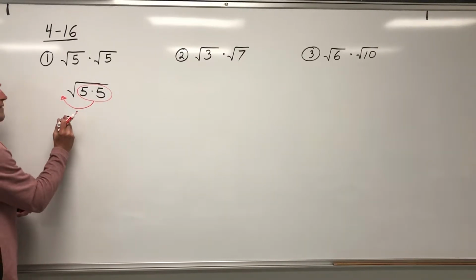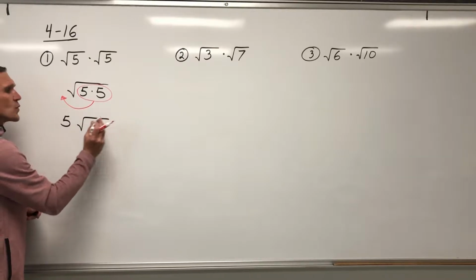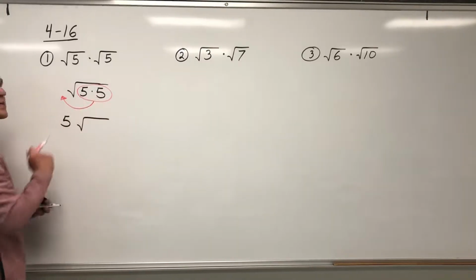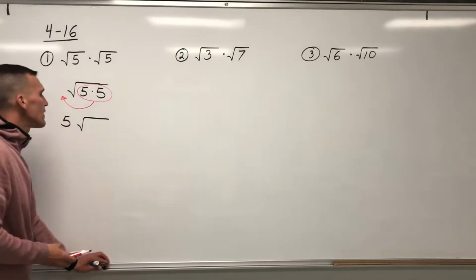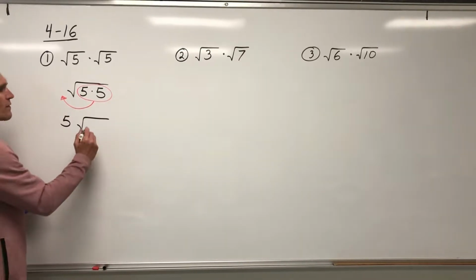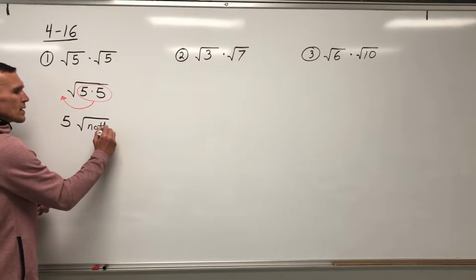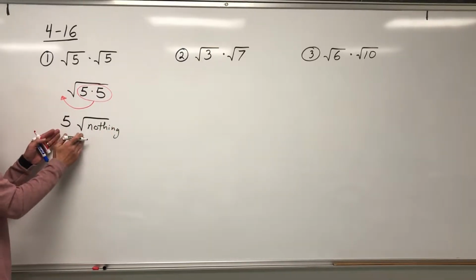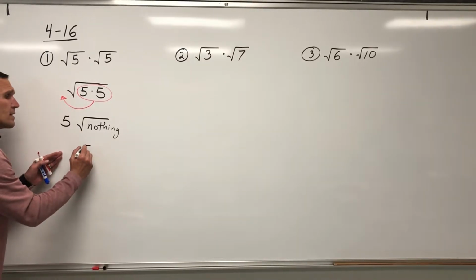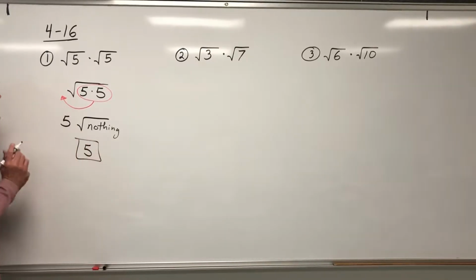So now I have a 5 on the outside, and when I put my square root symbol, what is going to be left over is nothing. So you guys, if you ever have a square root symbol and you have nothing to put in here, you shouldn't reference it at all. So 5 square root of nothing is just 5.